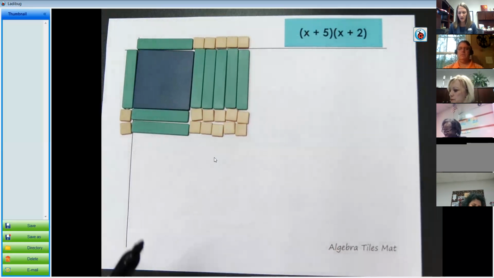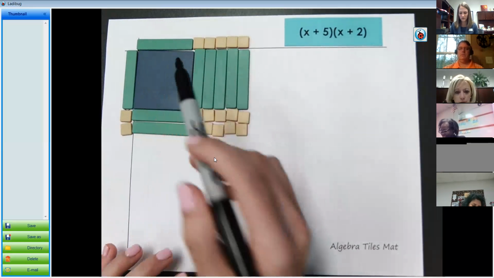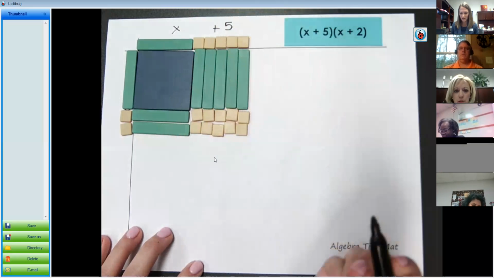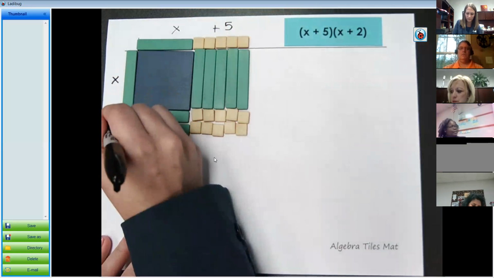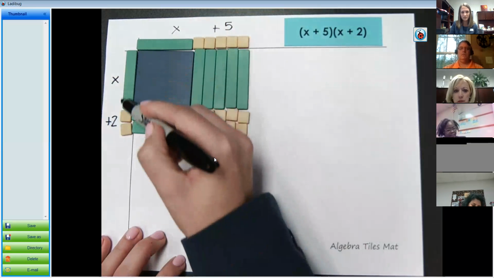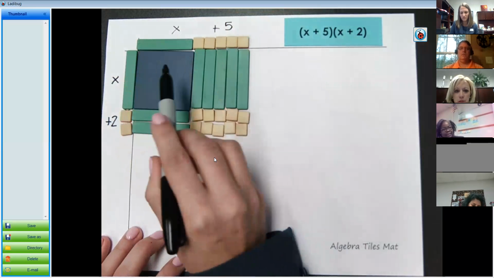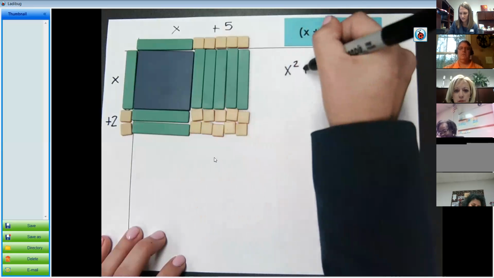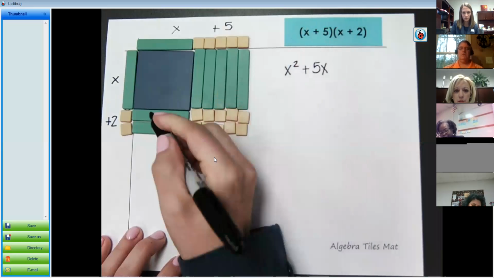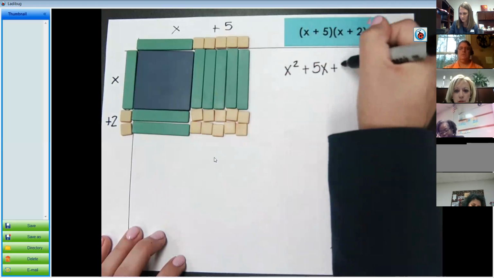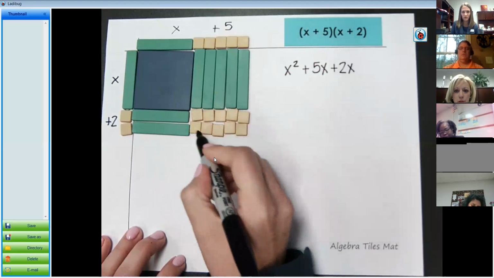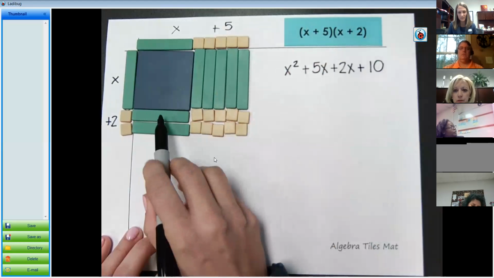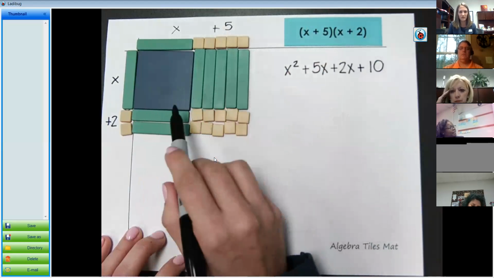But when I use this model now, and I'm actually looking at it visually, I'm seeing the x plus 5, and I'm seeing the x plus 2, and I'm seeing that when I multiply those factors, I have 1x squared, I have 5x here, 2x here, and 10 units, just 10 ones. I'm also seeing my like terms in a visual way for our students.